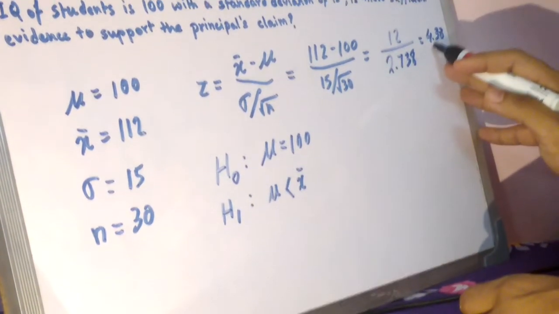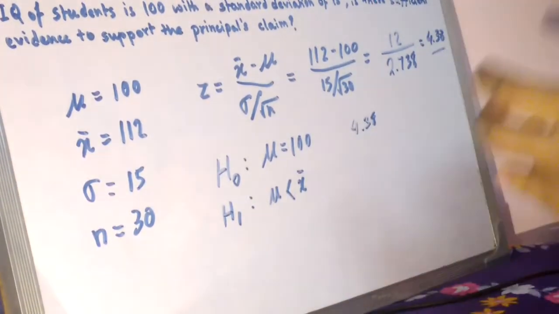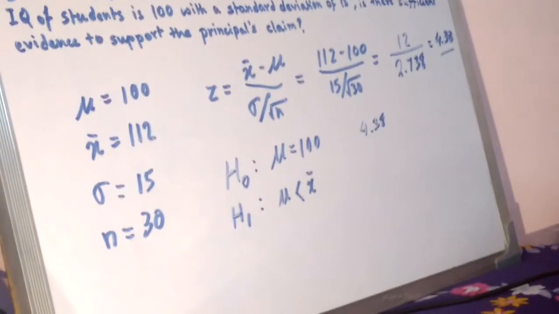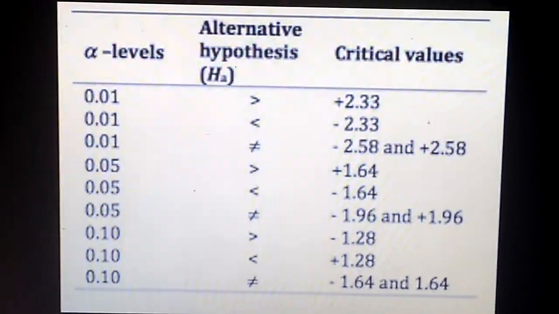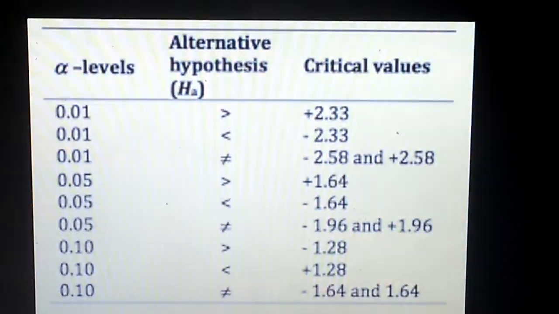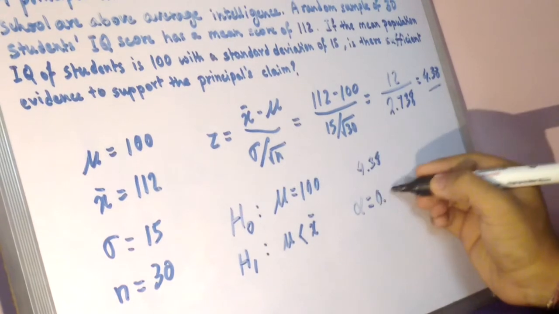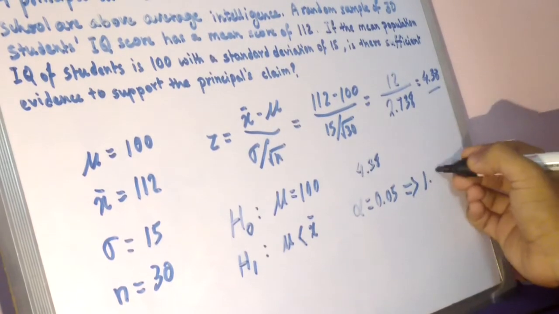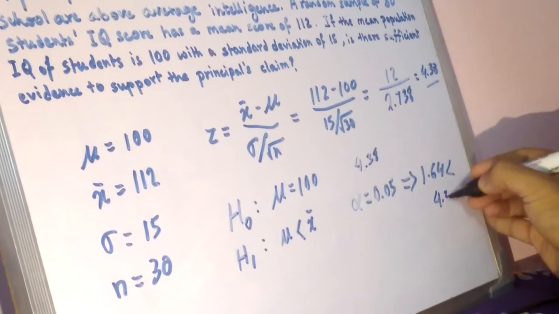So far we have found the z value as 4.38. Now as per the critical value chart, we have the critical value for 5% confidence rate as 1.64. So at confidence level of 0.05, the value is 1.64, which is less than 4.38.